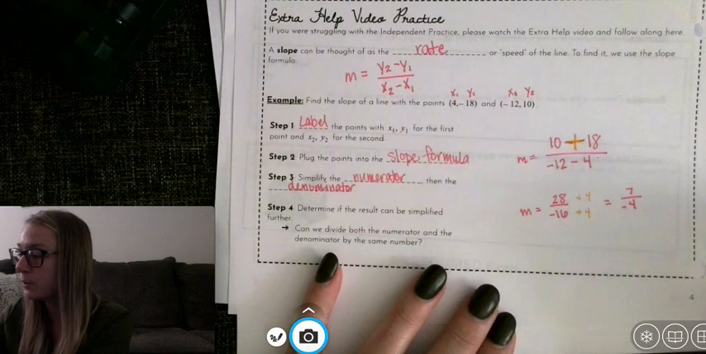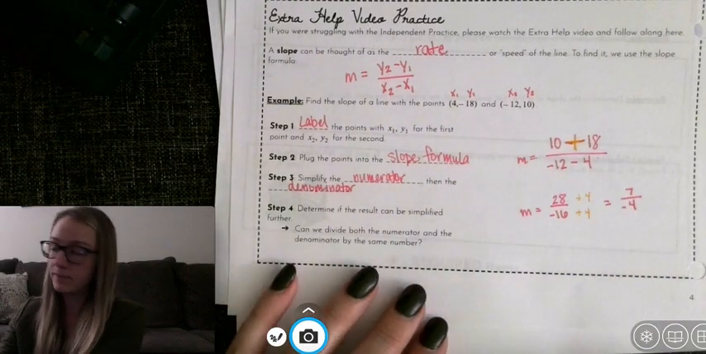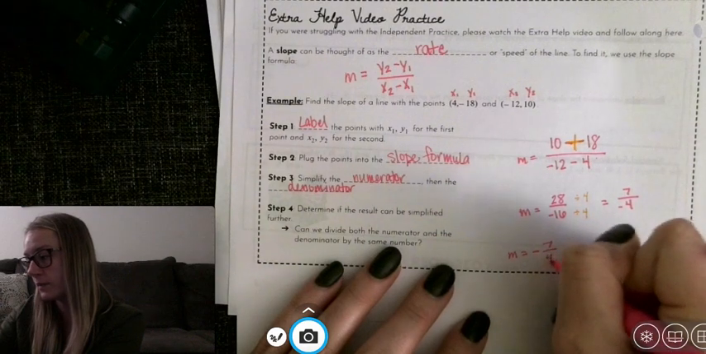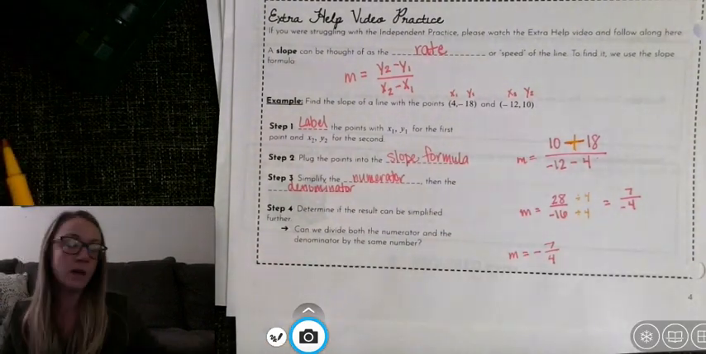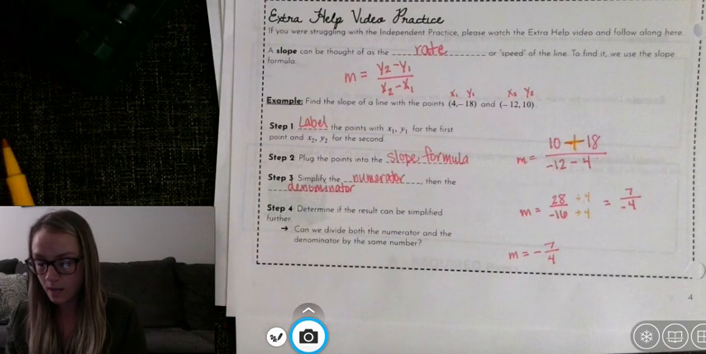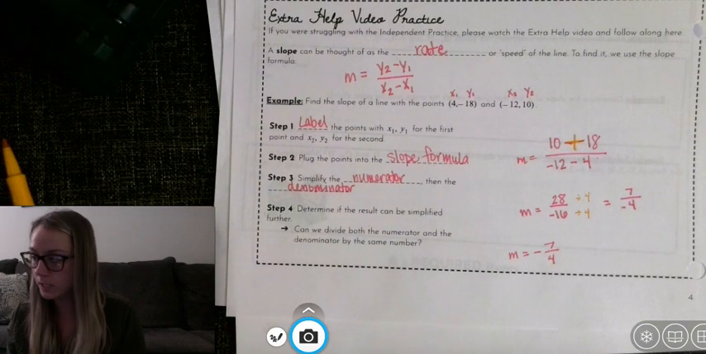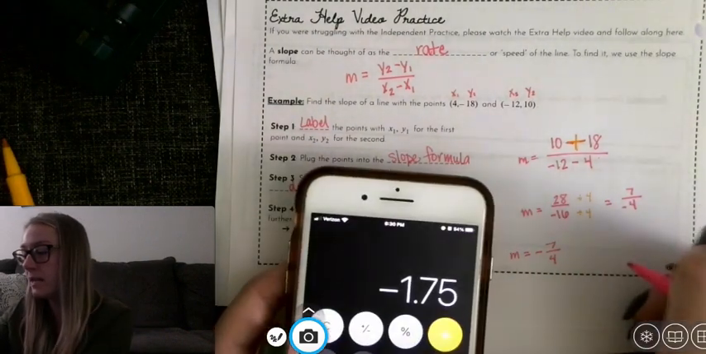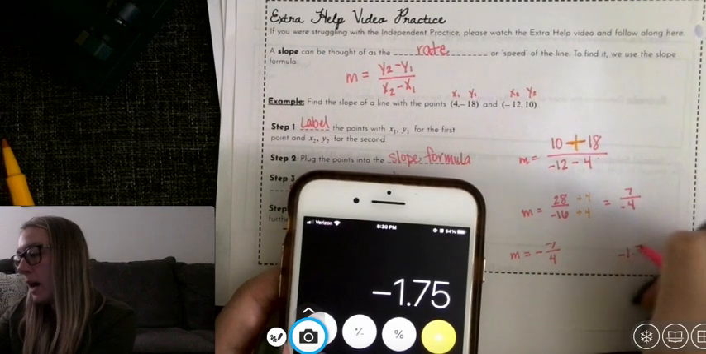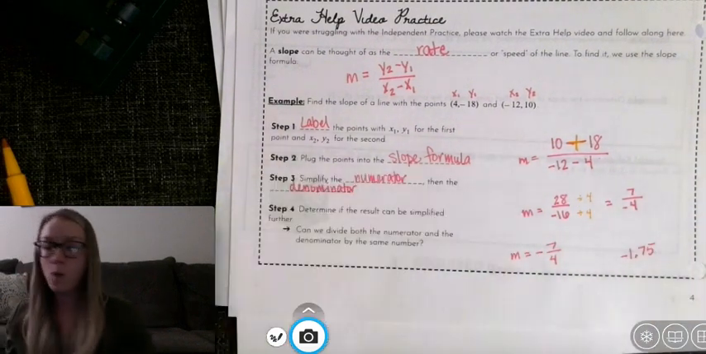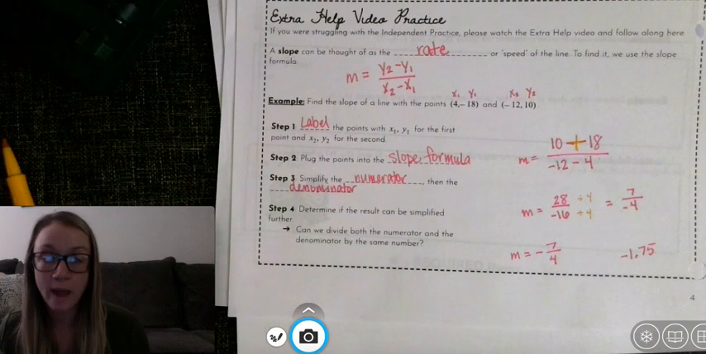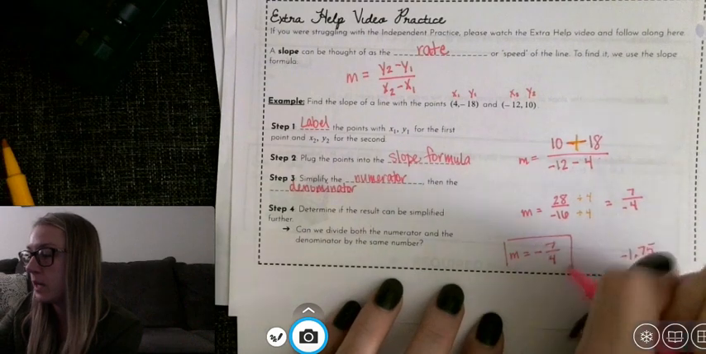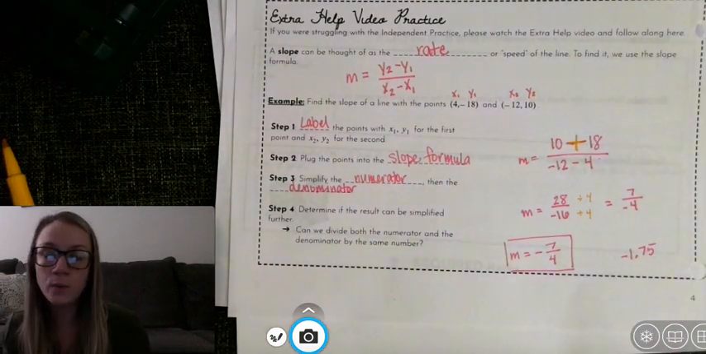So our slope, we could write it a couple different ways. We could say m equals -7/4. Or I'm going to type it in my calculator: -7/4 is the same thing as -1.75. However, we want slope to be a fraction because when we get to graphing, we do rise over run, and the fraction is going to be a little bit easier. If you wrote it as a decimal, though, you would not be marked wrong.